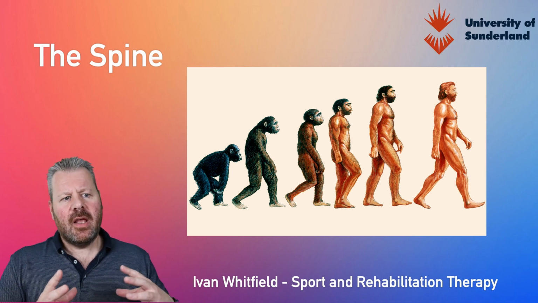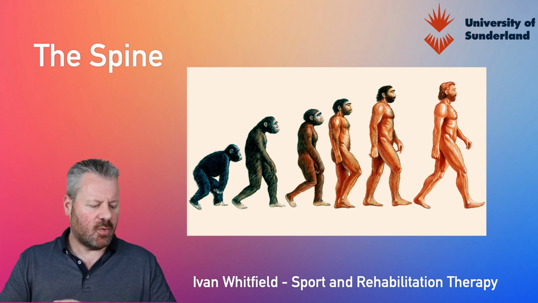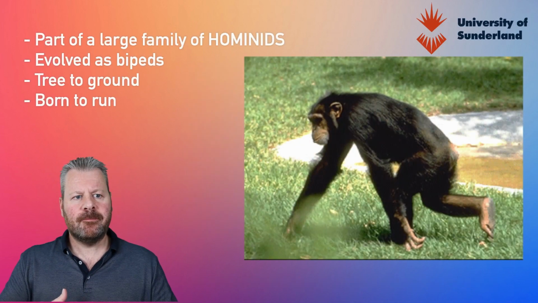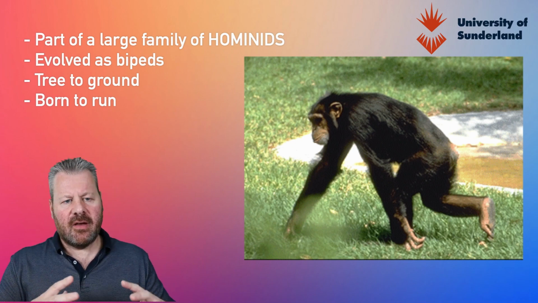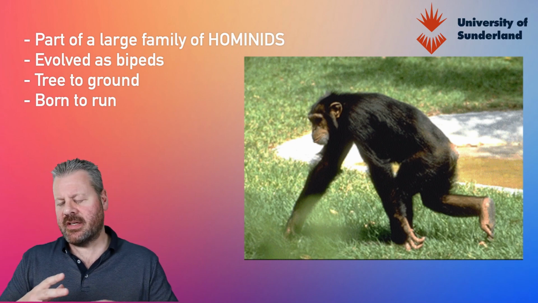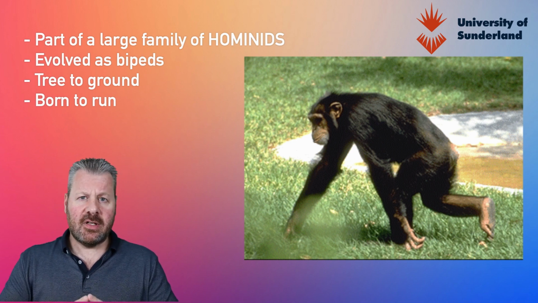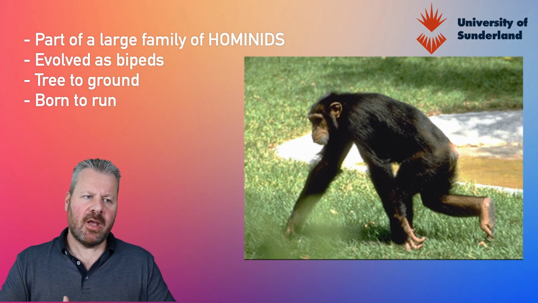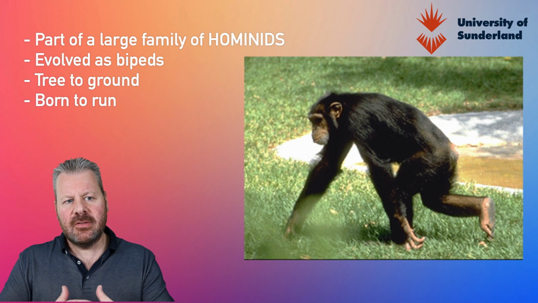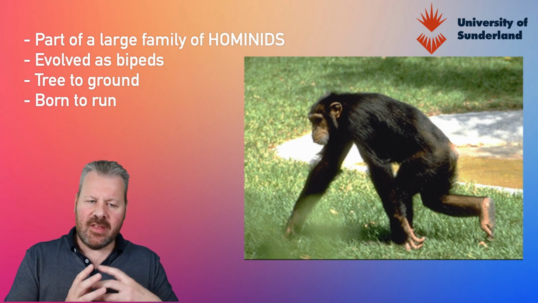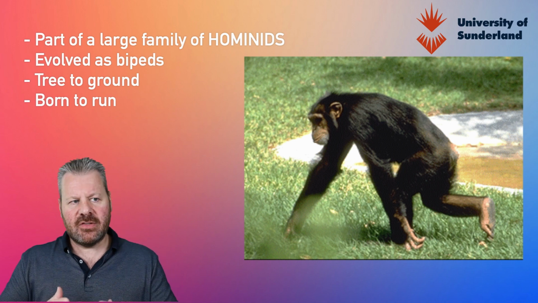But the addition of the chimp at the beginning of this is probably not quite as accurate as we think. If we look at the chimp, yes, they are related to us. Yes, we share nearly 99% of our genome with them. So we are very, very similar in many ways, but the chimp has evolved as a cousin, in their own line. We have evolved as bipeds. So we stand on 2 feet.